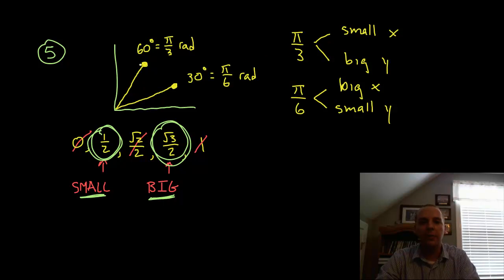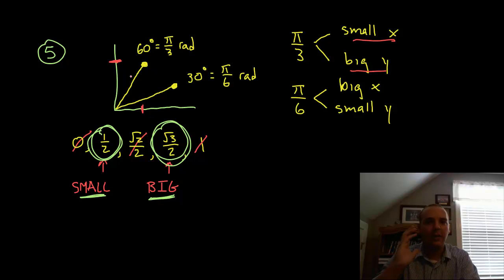Think about pi over 3. Look at pi over 3. Pi over 3 has an x value. Look at where I'm drawing my x. And it has a y value. Now look at these two. Does it have a small x and a large y? Or does it have a large x and a small y? Well, hopefully you said it's got a small x. You see how close it is to 0. But it has a big y. See how high that is.